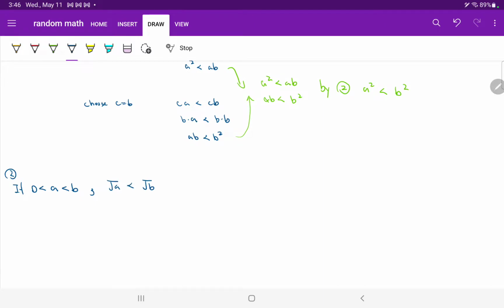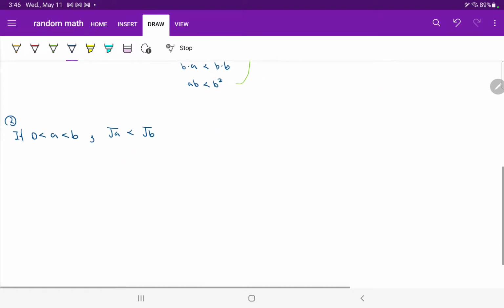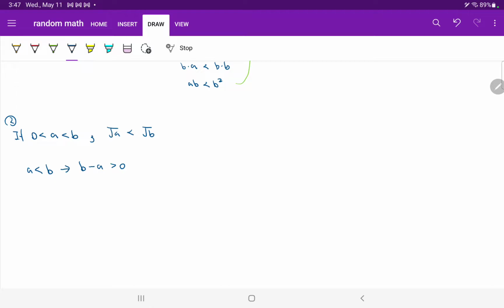So how will we show this? Well, we first want to arrange an inequality first. So what do we have? We have a is smaller than b, right? This is given. So this implies that b minus a is bigger than 0. If you learned in basic algebra, when you manipulate it like this, the sign flips. Okay, so b minus a must be bigger than 0.